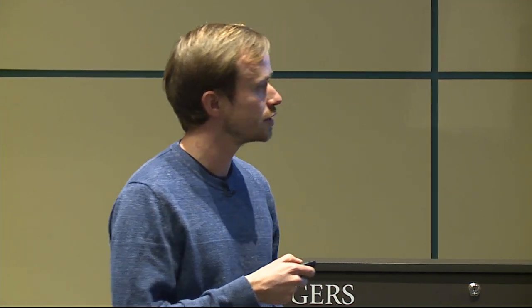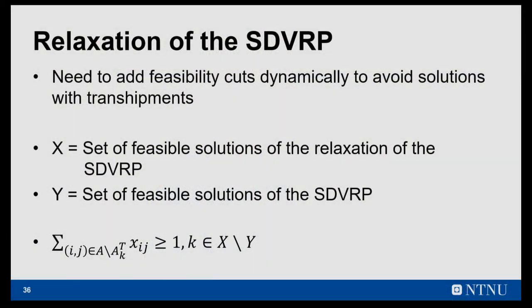But yeah, using the same branch and cut model, which is a 2-index vehicle flow model, it becomes a relaxation for the split delivery VRP, because not having an index vehicle on your arcs allows you to do transshipments. So we add feasibility cuts dynamically to avoid solutions with transshipments, and these are the same feasibility cuts as were proposed by Archetti et al. I forgot to put the reference, and I don't remember exactly the year now, but yeah.